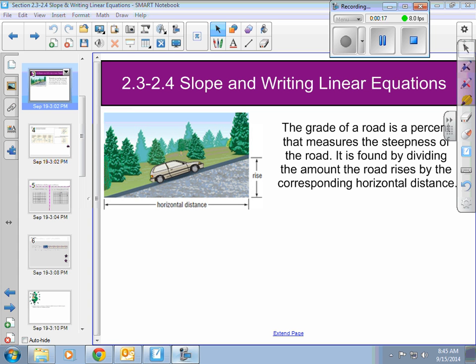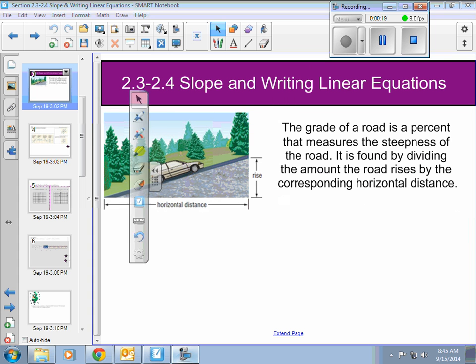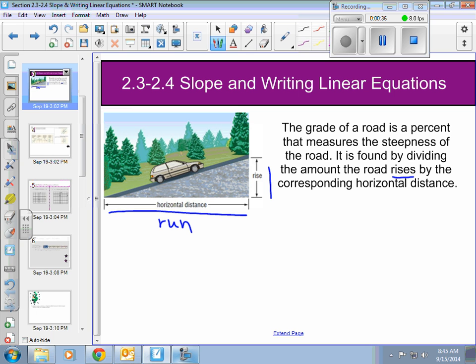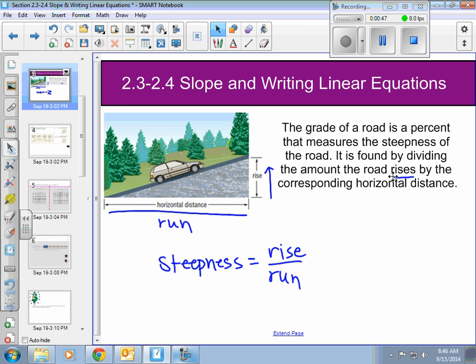The grade of a road is a percent that measures the steepness of the road. It is found by dividing the amount the road rises by the corresponding horizontal distance. Sometimes we refer to that as the run. So the steepness is equal to the rise over the run. You guys know something else that refers to rise over run, and that is slope.